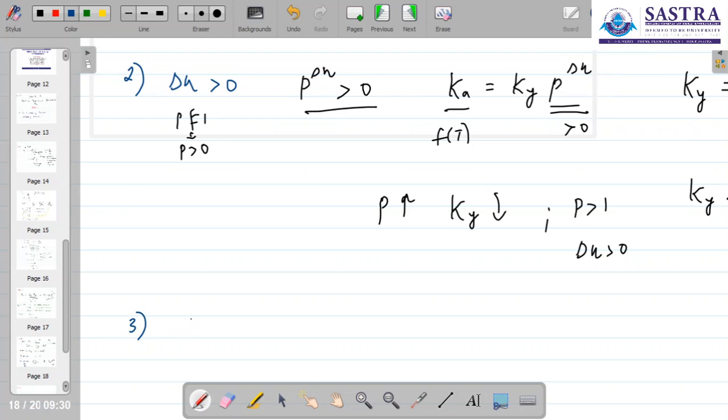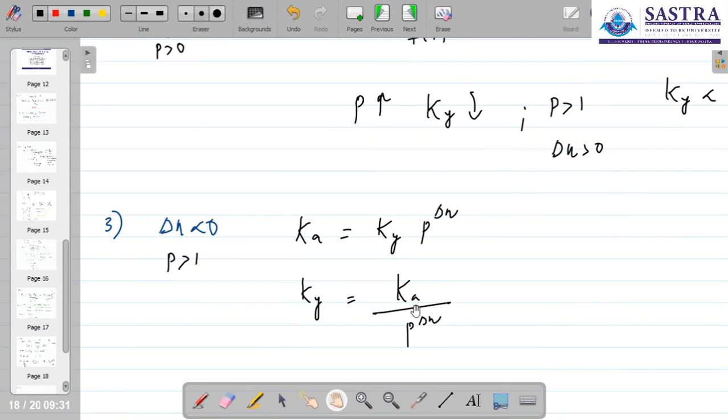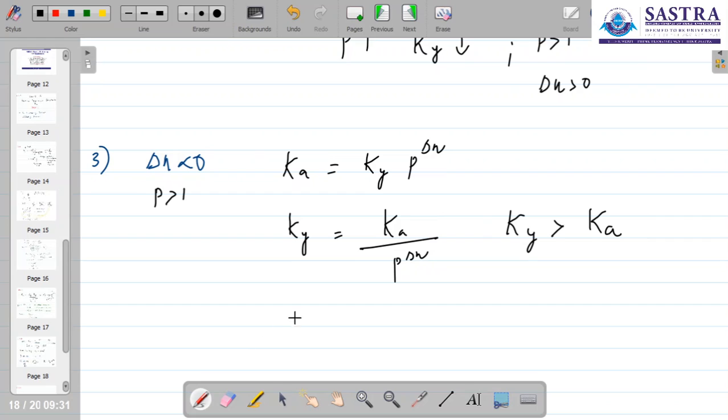The third case is going to be the reverse, which you can easily expect. If delta n is less than 0, again we are going to take the positive pressure systems greater than atmospheric pressure. In this case, Ka is equal to Ky P power delta n. Remember, delta n is less than 0. So Ky equal to Ka into P power minus delta n. Delta n is a negative number, so eventually in this case Ky will become greater than Ka. If you increase the pressure, the equilibrium constant in terms of mole fractions increases if delta n is less than 0, and obviously the pressure is greater than atmospheric pressure.